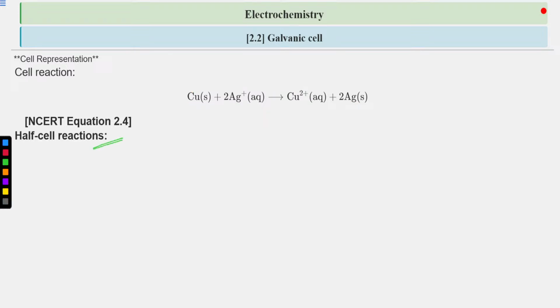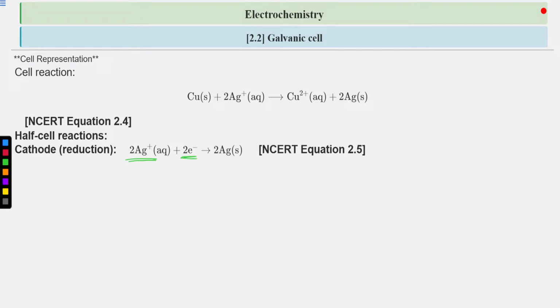Now if you talk about the half cell reactions for this particular cell reaction, the cathode reaction will be 2 Ag+ plus 2 electrons gives us 2 Ag, right? That means at the cathode, the reduction process is carrying on, and in the reduction process, the species gets reduced by gaining electrons. So Ag+ is gaining electrons and becoming neutral Ag. Okay, this is NCERT equation 2.5.